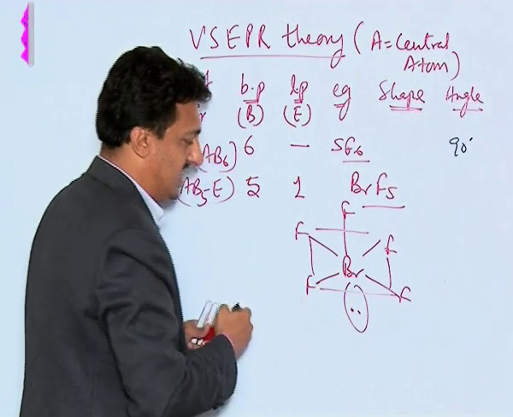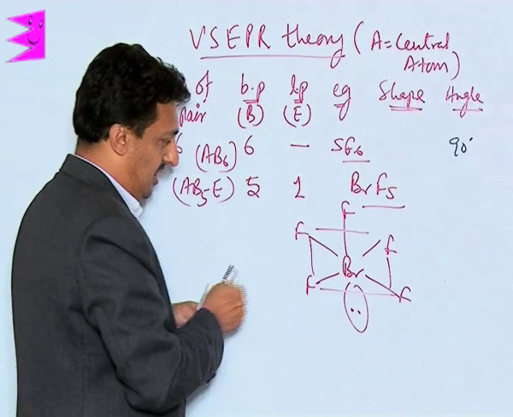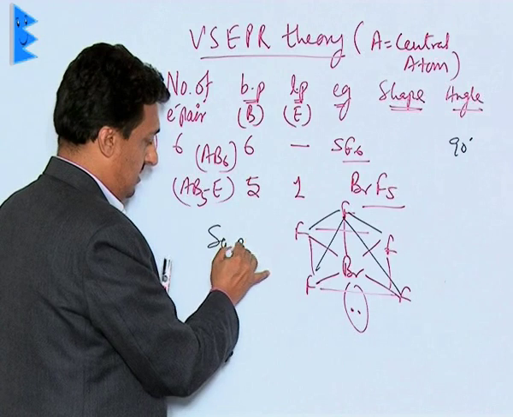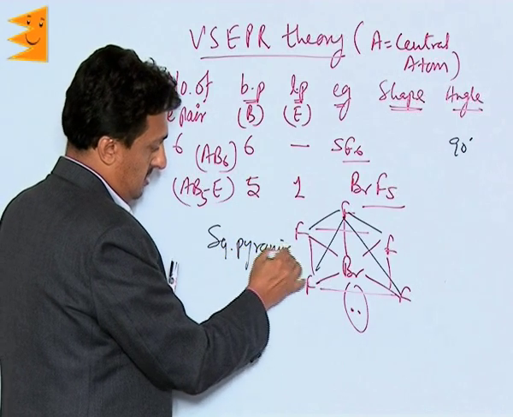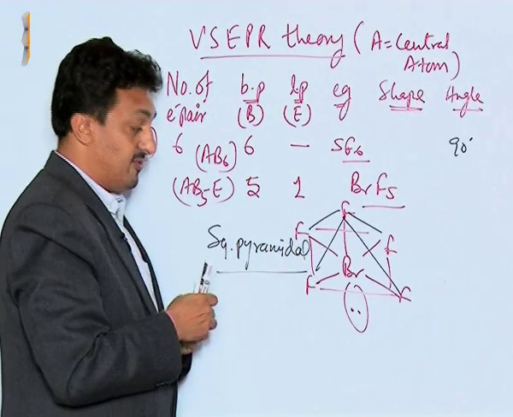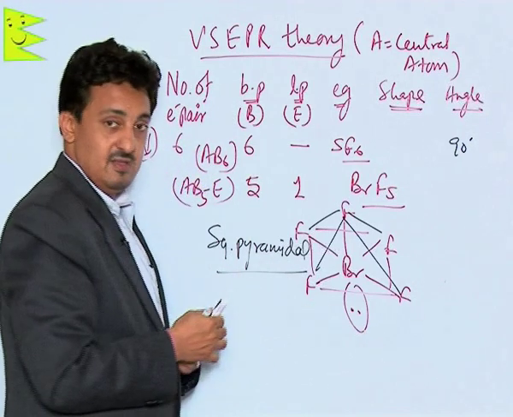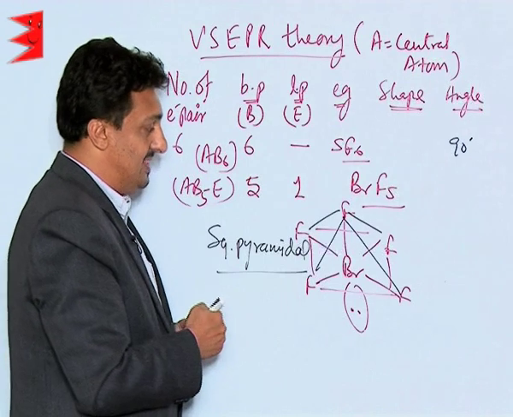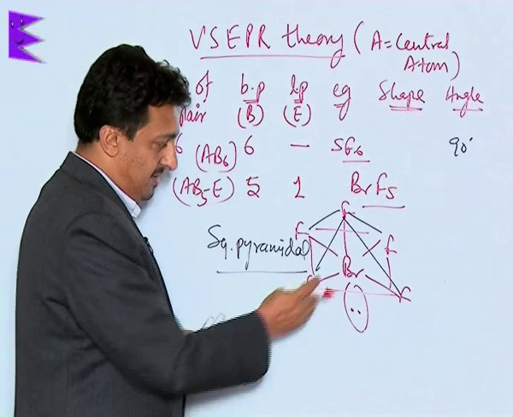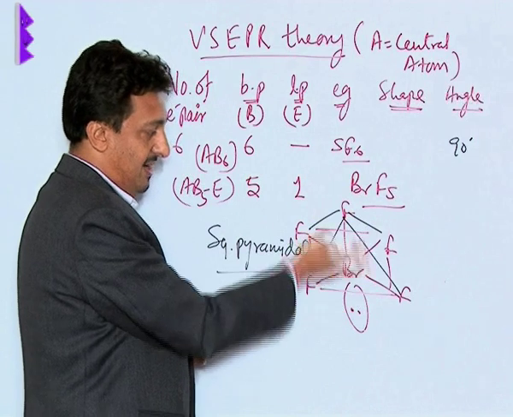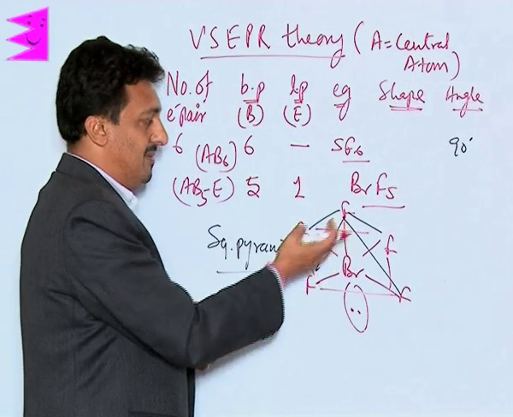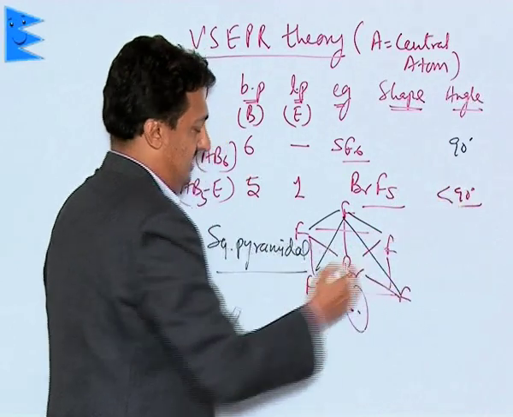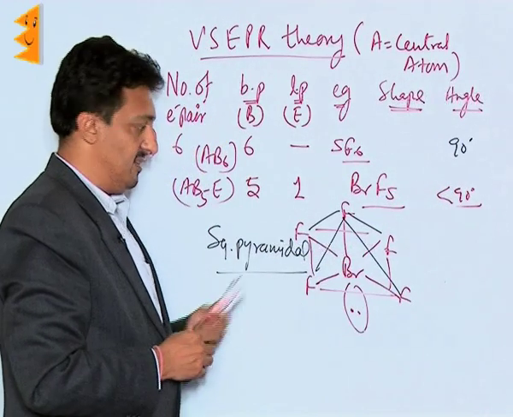So that's why we say the shape is only square pyramidal. It's not bipyramidal, because here we have a lone pair. So geometry is octahedral, shape is square pyramidal only, and the angles will be slightly bent towards the upper fluorine, so they will be slightly less than 90 degree. But this is the case we have in this category.